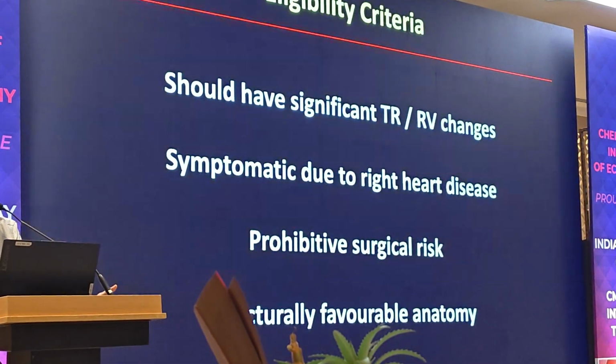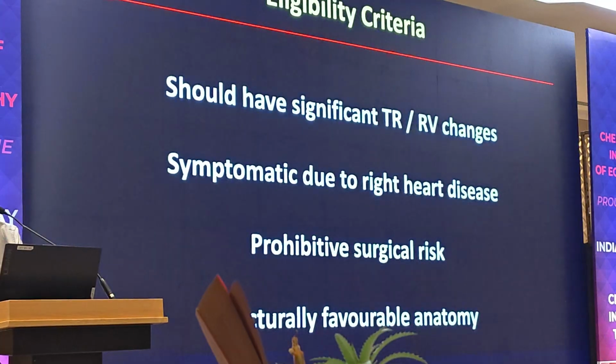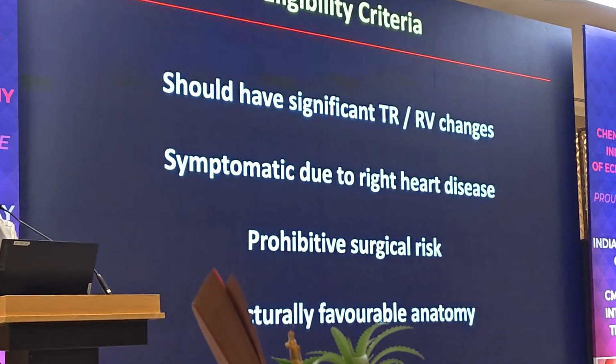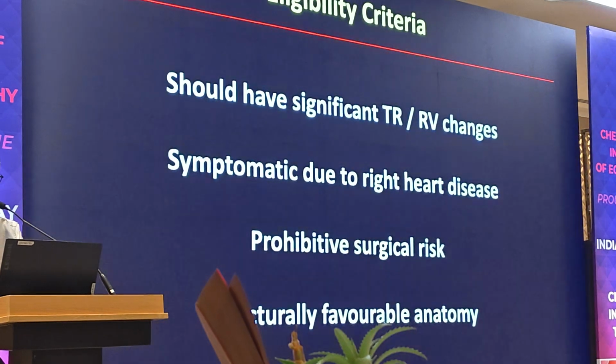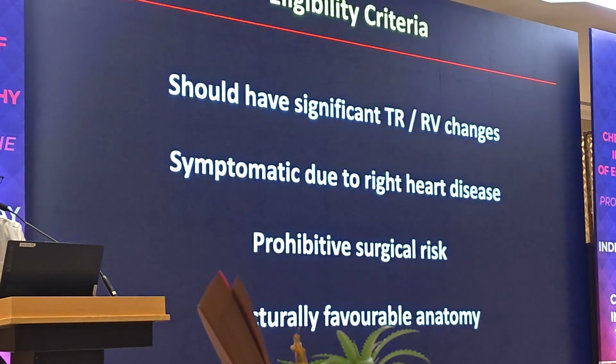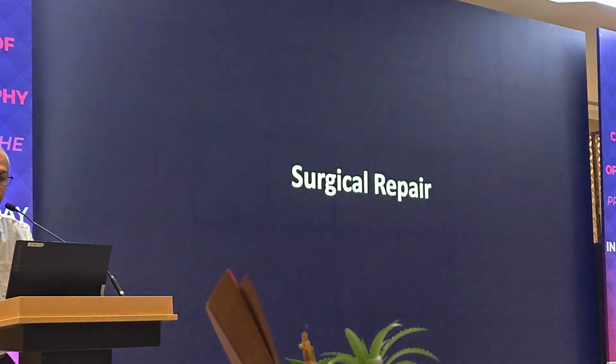So typically for any of these procedures, you should have significant TR, and RV changes especially should be looked into, and the patient symptomatic due to right heart disease. And then in terms of transcatheter interventions, you need to have appropriate surgical risk, and then structurally favorable anatomy to do an intervention or a repair.